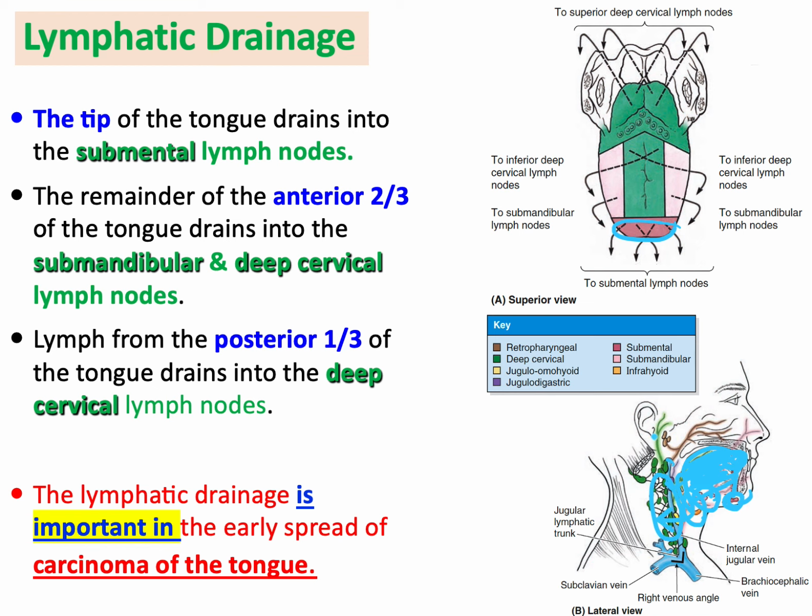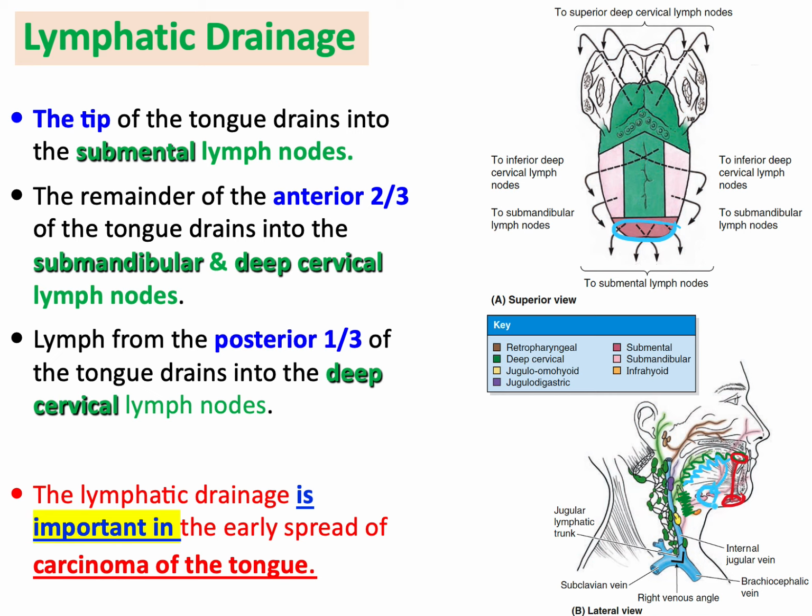Again, let me erase it and make it easier for you guys. So, let us talk about the tip of the tongue, the rest of the anterior 2/3 of the tongue, and the posterior 1/3 of the tongue. So the tip of the tongue drains into submental lymph nodes. Excellent.